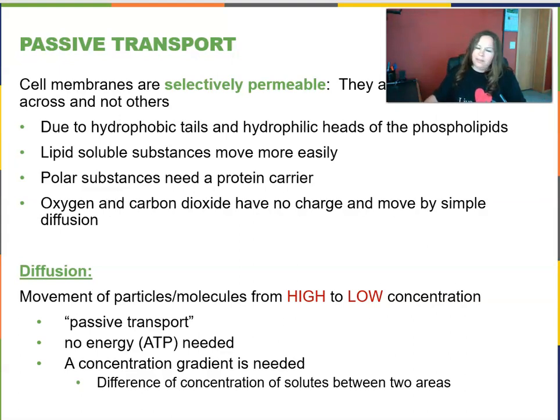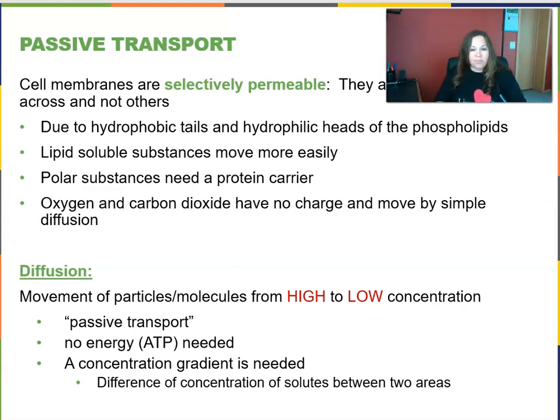And when you don't need any extra energy for that, that's called passive transport. So diffusion is a type of passive transport. No extra energy needed. We don't have to use any of our precious energy molecules called ATP for that. It just happens naturally, thank goodness.